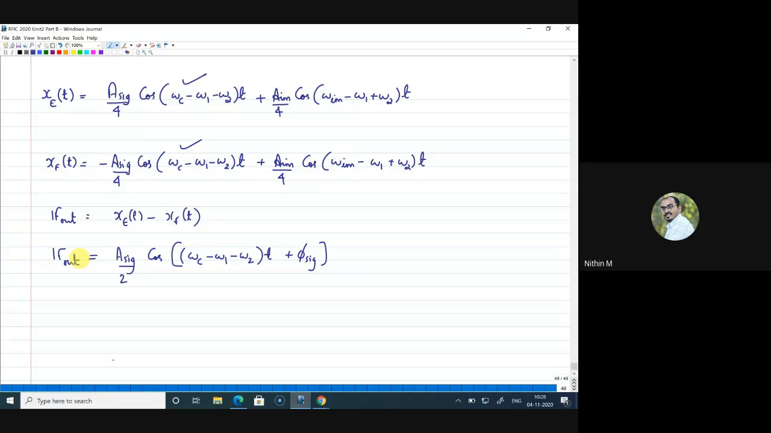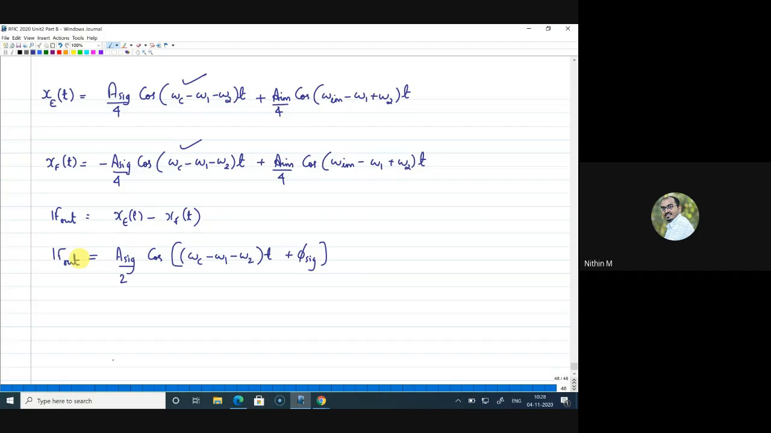All right. So the only difference between Weaver and Hartley is that we have used one more set of quadrature mixing, thereby eliminating the 90-degree phase shift operation which is possible through the RCCR network, and thereby eliminating the drawbacks of that RCCR network. So in this way you can cancel the images.